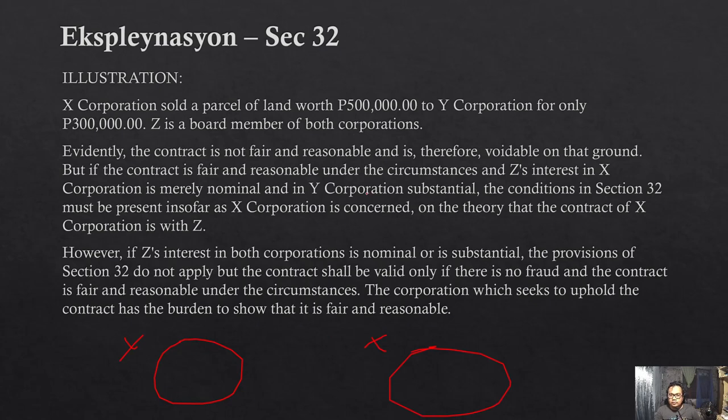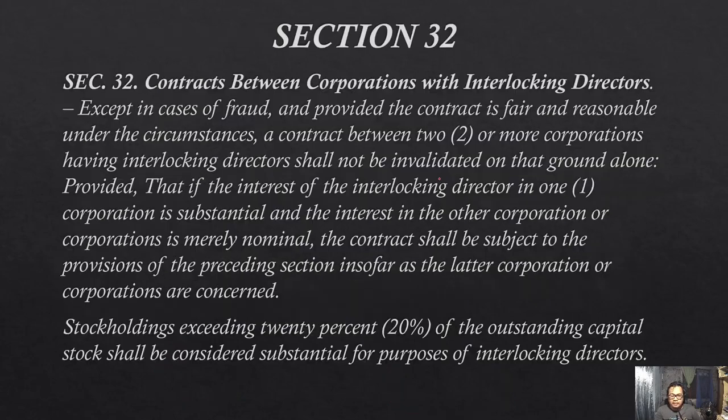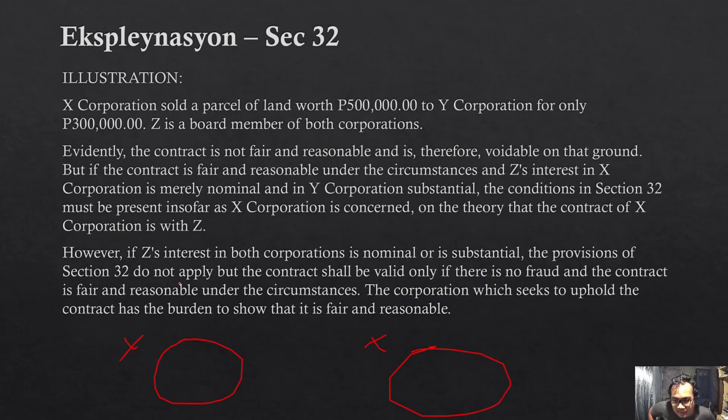Ngayon, sabi dito, okay, para mas maintindihan nyo yung connection ni Section 31 kay 32. Kasi di ba sabi dito, subject to the provisions of the preceding section. Ganito yan, para mas maintindihan nyo. Ang sabi dito, si Z, yung director of both Y and X, yung interest niya kay Corporation Y is substantial. So, ibig sabihin, substantial yung portion ni Z kay Y.